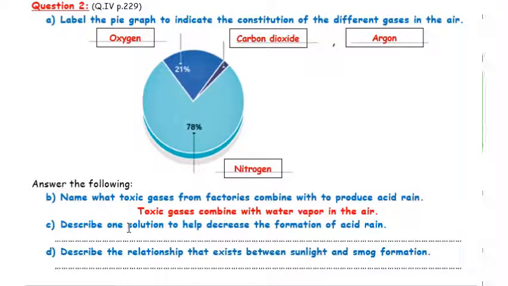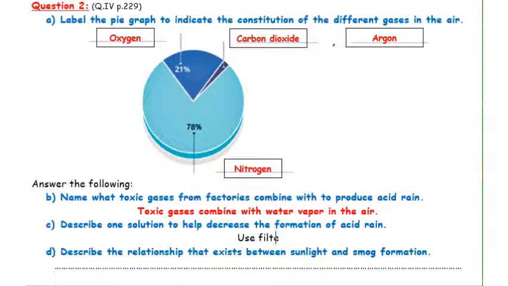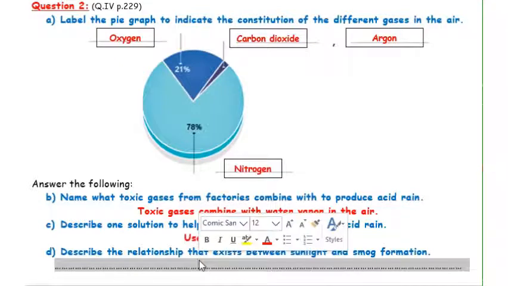So part C. Describe one solution to help decrease the formation of acid rain. How can you help? What should we do? What are different ways to stop releasing harmful gases into the air? We have many ways to decrease air pollution. One of them is to use filters on factory stacks. So I'll use this one and write: use filters on factory stacks. Okay, this is one way to decrease the formation of harmful gases and then of acid rain.